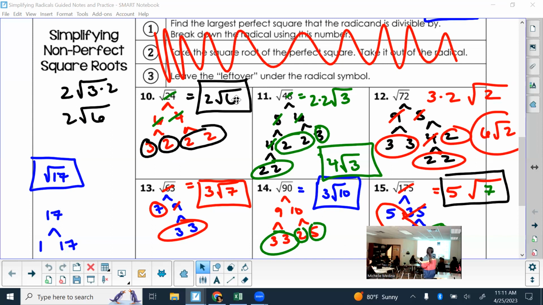Now, if there are multiple numbers on either side, so maybe you have multiple pairs or multiple left over, you multiply them together. That's why in example 10, it was 3 times 2 on the inside to get 6. In example 11, we had 2 pairs of 2's on the outside, so we multiply them together to get 4, and so forth. Questions on that?